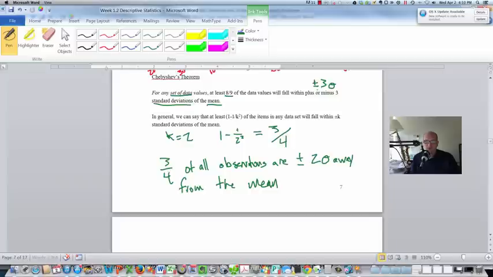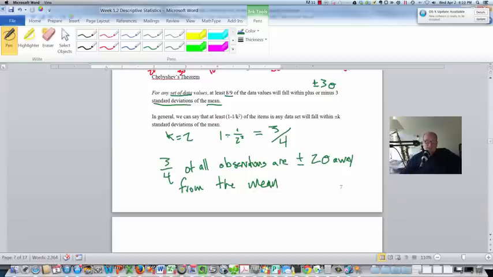So we went to 3. If we do 4, it'd be 1 over 4 squared, which is 1/16. So it would be 15/16. All right, so 15/16 of all data would be within 4 standard deviations. So that's like just about everything.